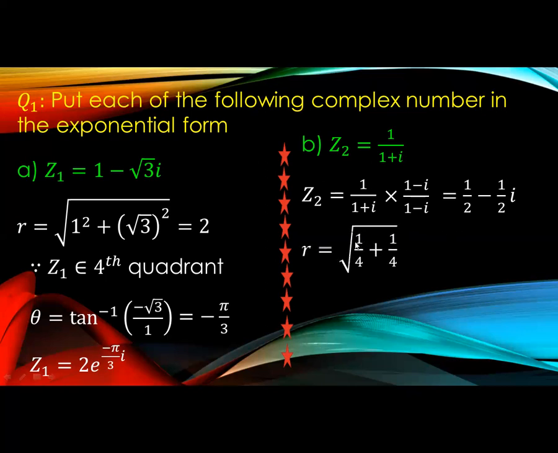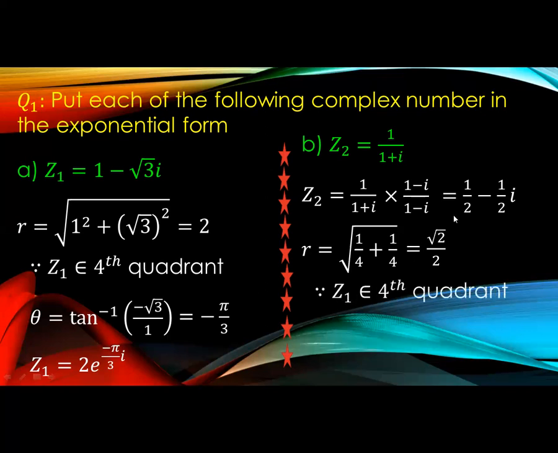After that, we find the R for this complex number. It is equal to root of x power 2 plus y power 2, which is root of 1 over 4 plus 1 over 4, and finally equals root 2 over 2.